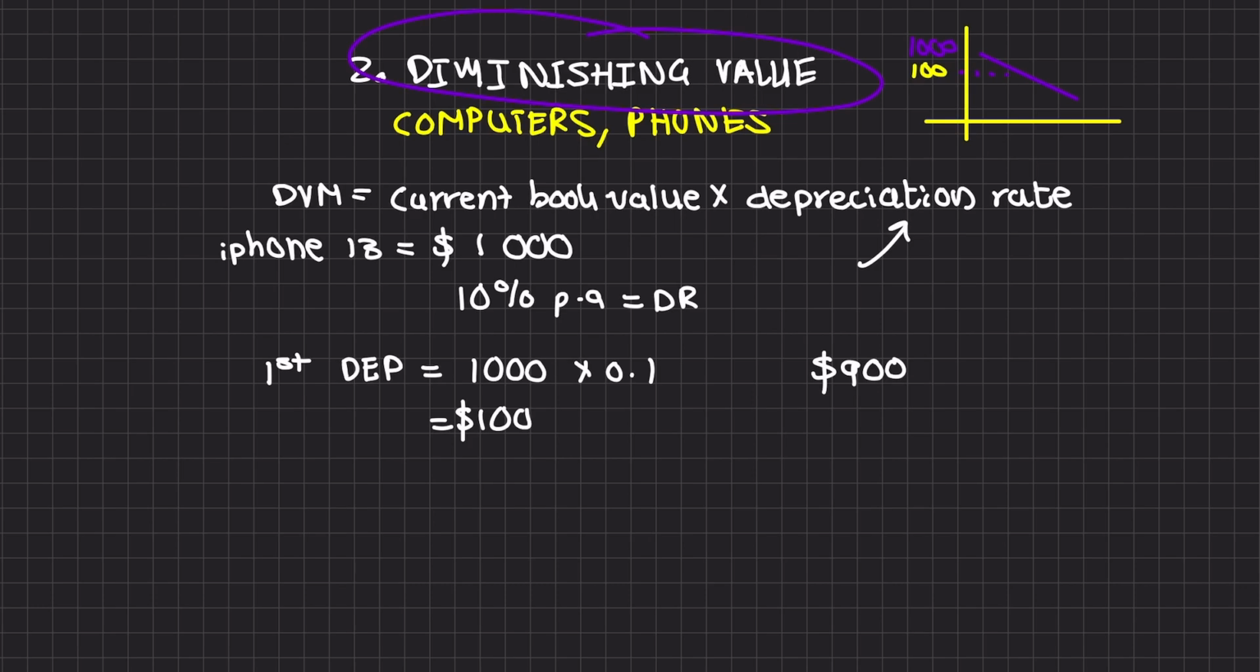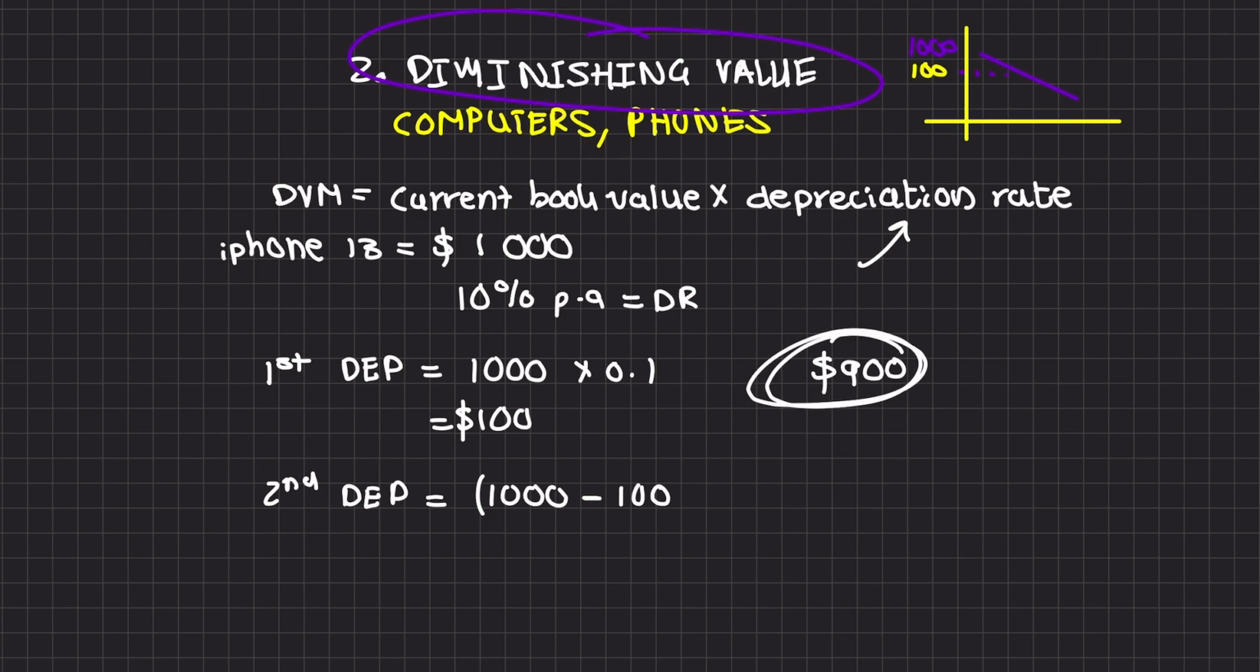But then how will we do it after the second year? And this is the main part about the diminishing value method. Remember, I said it's a diminishing value method, and it's equal to now 1,000 minus 100. Because it is the current book value, and the current book value after the second year is equal to $900. So you are minusing the accumulated depreciation. And again, we times by the same depreciation rate. So how much is the depreciation for this year? It's going to be $90.